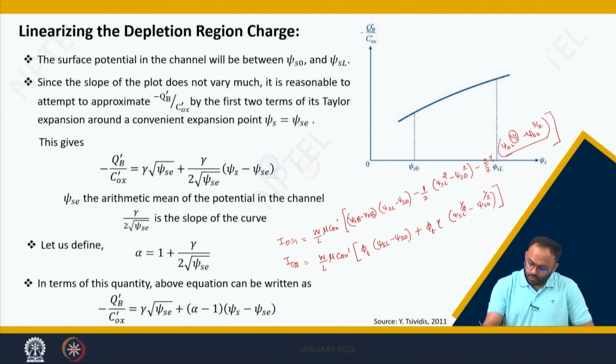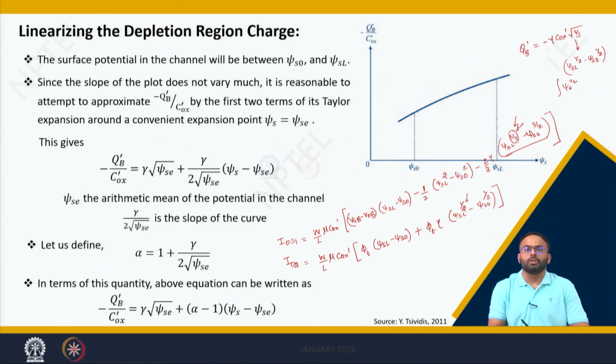So, if I want to remove this complexity, I need to go back in the formulation of these equations, and then we will find the power of 3 by 2 or the power of 1 by 2 is coming because of bulk charge, because the bulk charge was written as QB dash is equals to minus gamma of Cox dash into square root of psi s. So, in some places we are using directly psi s as psi SL to the power 1 by 2 minus psi S0 to the power 1 by 2, and in some places we are doing integration of this psi s to the power 1 by 2, and that is what we are getting 3 by 2 term.